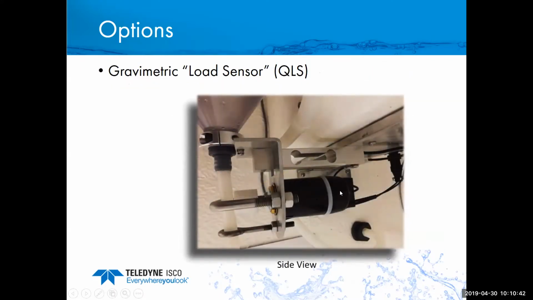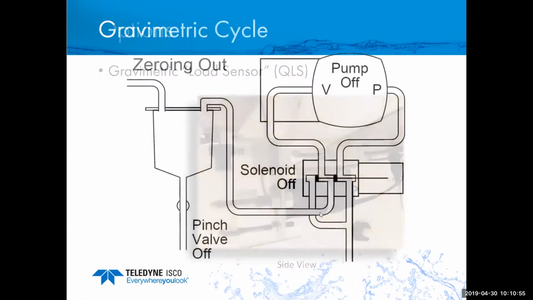Here's a side view. It gets you a lot better view here. The bone-shaped thing here is the actual load sensor, and it's measuring the whole weight of this chamber and this whole assembly on here.